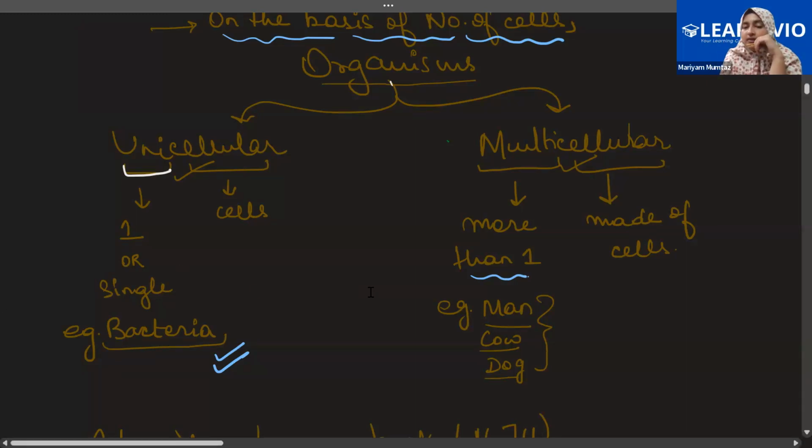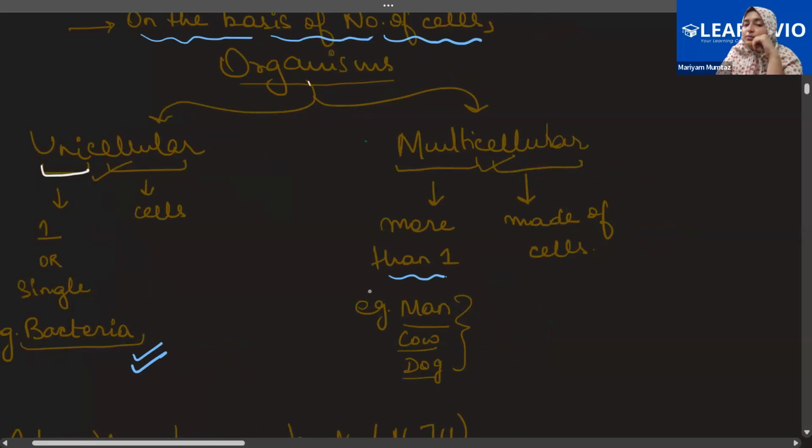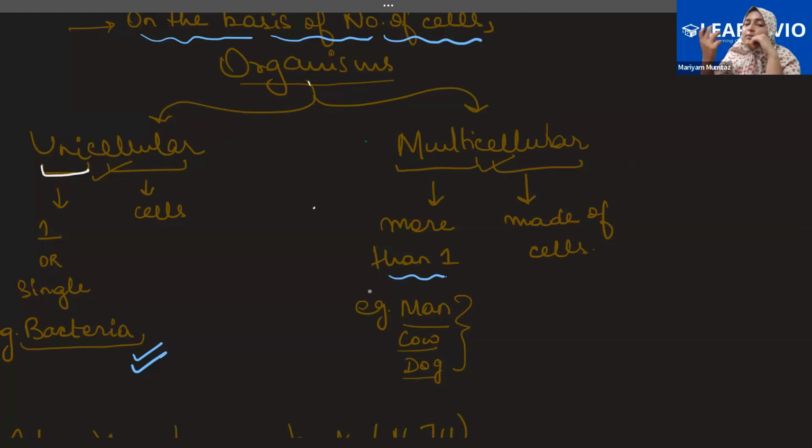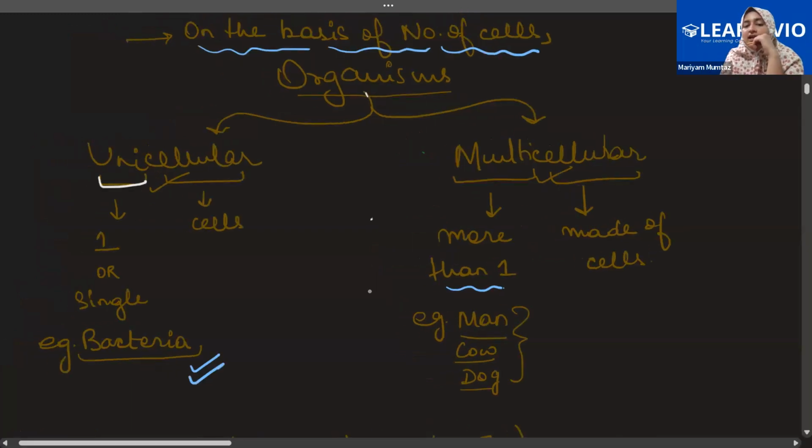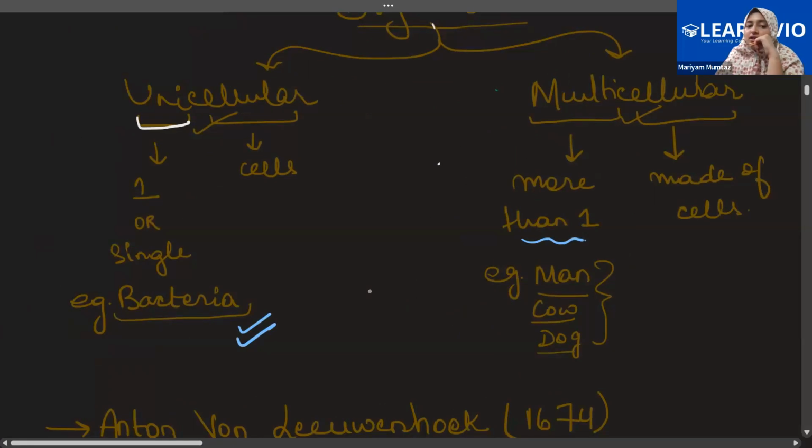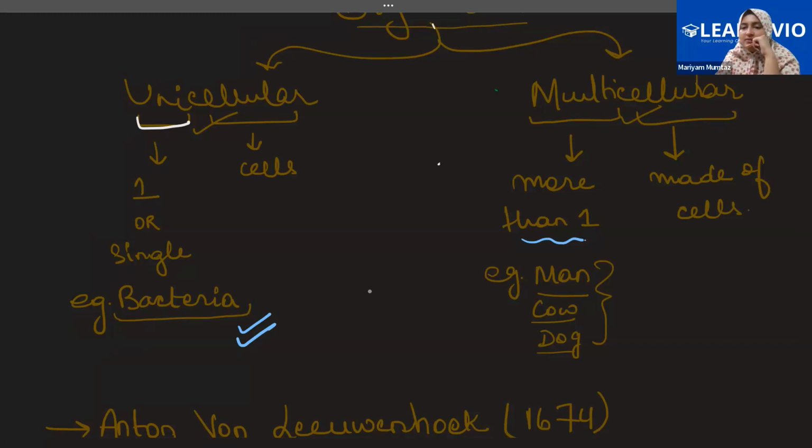And multi means more than one, and cellular means made up of cells. So the organisms that are made up of more than one cell are known as multicellular organisms. Now let us see the examples. For unicellular organisms, the most common and best example is bacteria. Everyone knows what bacteria are, right? Those are the microorganisms that cause many diseases in us humans. These bacteria are unicellular, or single-celled, organisms.